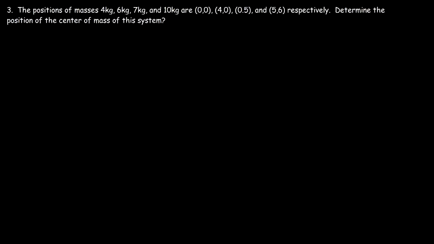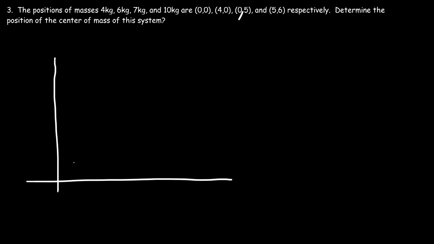Number 3. The masses 4 kilogram, 6, 7, and 10 kilograms are at positions (0, 0), (4, 0), (0, 5), and (5, 6). Determine the position of the center of mass of this system. So first, let's draw a picture. So the first mass, the 4 kilogram mass, is located at the origin. Then we have another mass, the 6 kilogram mass, which is located at position 4. So this is 4 meters here.